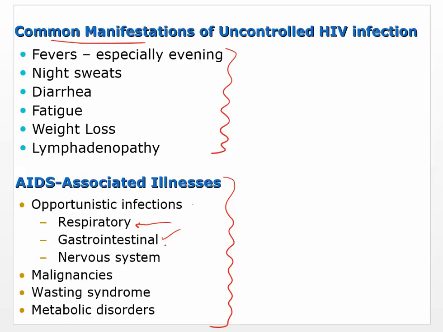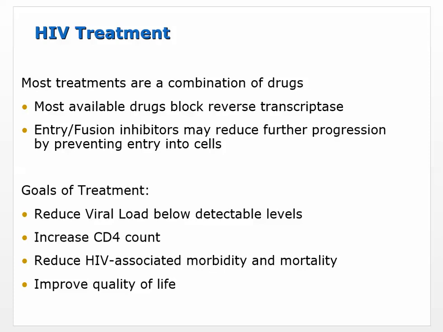So respiratory, gastrointestinal, nervous system. That's another problem with AIDS itself, it starts to cause neurological damage. Malignancies, it's much easier for tumors to get a foothold because your immune system is constantly fighting against tumor production. Wasting syndrome, metabolic disorders. So lots of things will result once the immune system has been shut down to such a degree.